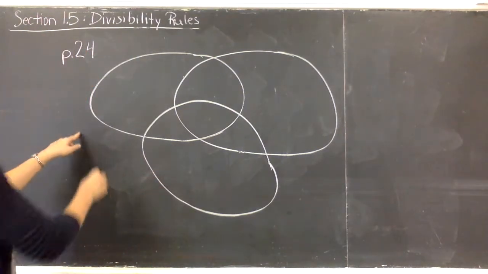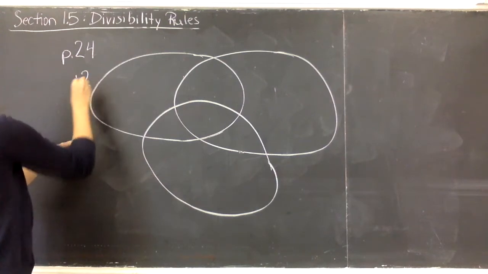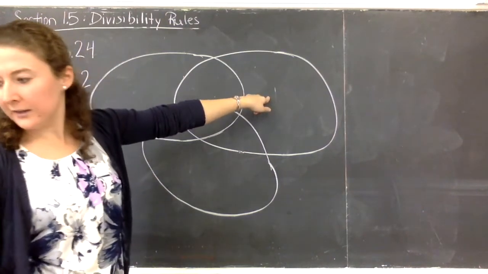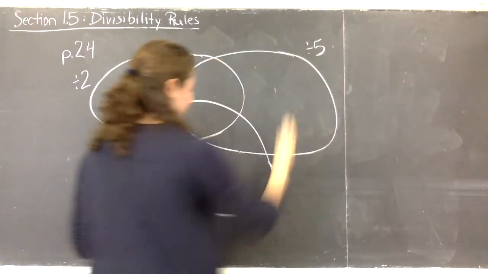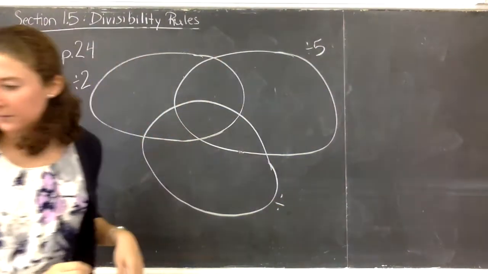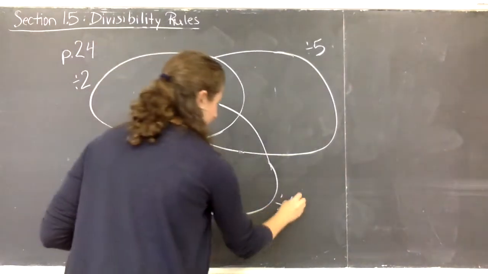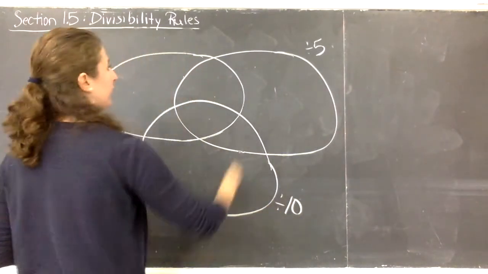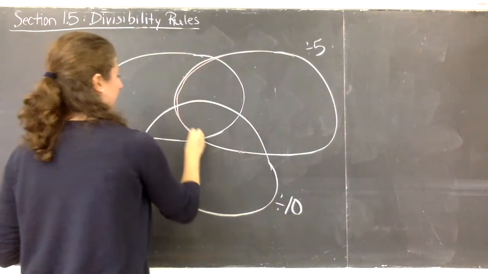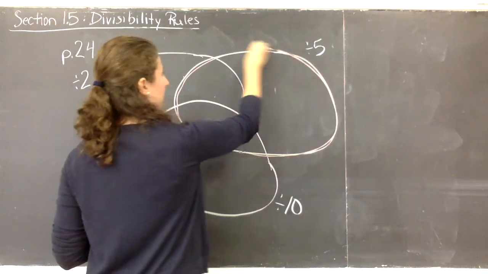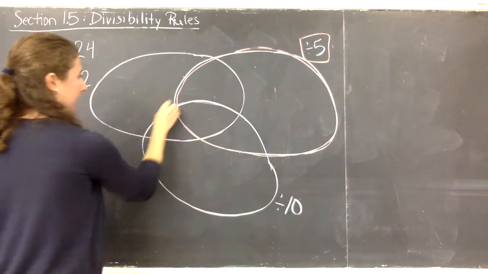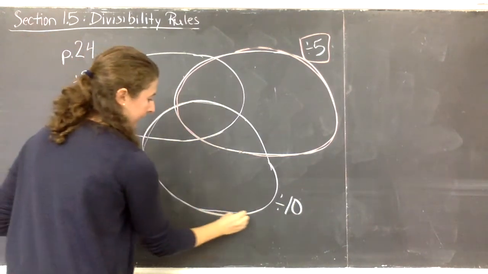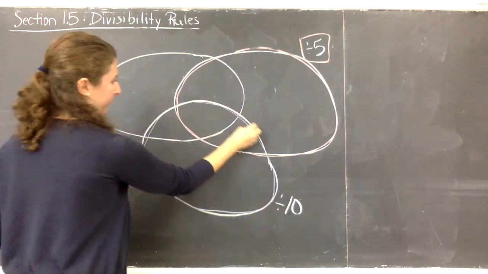So this one here, you can divide it by 2. This one here, I can divide it by 5. And this one here, I can divide it by 10. So in fact, if I divide by 5, I'm going to do it in pink. That's divide by 5. And my divide by 10, I'll add some purple. Hopefully you can see that.